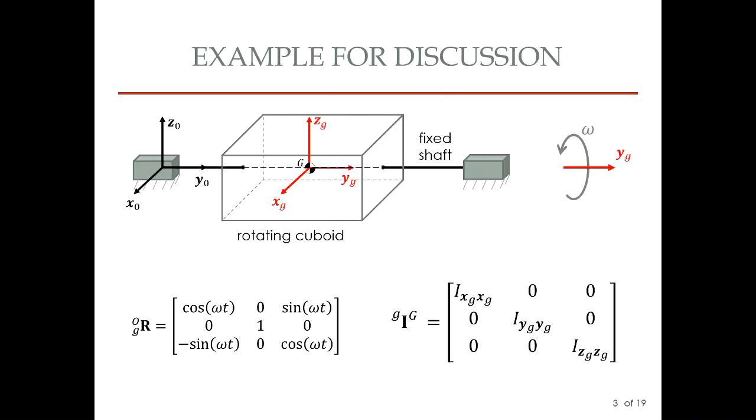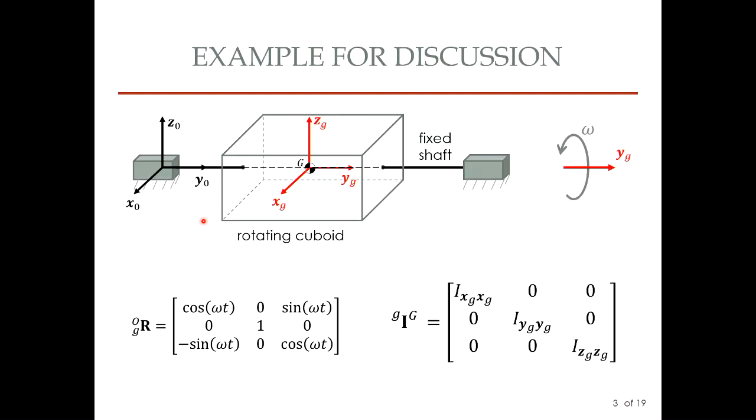And now as this cuboid rotates, we have here the rotation matrix from the red frame G to the black frame 0. Okay, and this is positive rotation. You can look at the direction here, the gray arrow behind the red arrow. Okay, so positive rotation about Y. So YG and Y0 are aligned. Okay, this is the scenario, pretty simple.